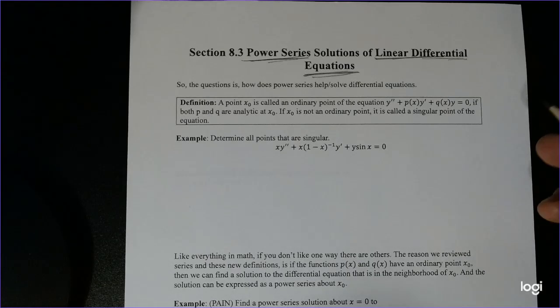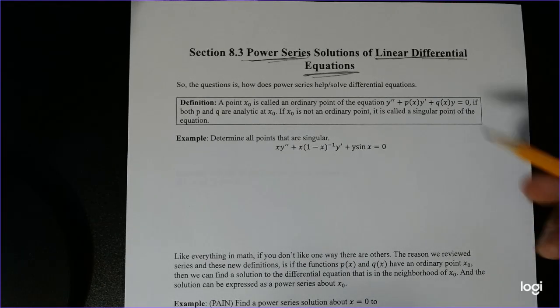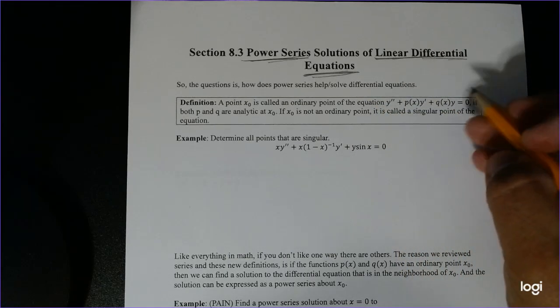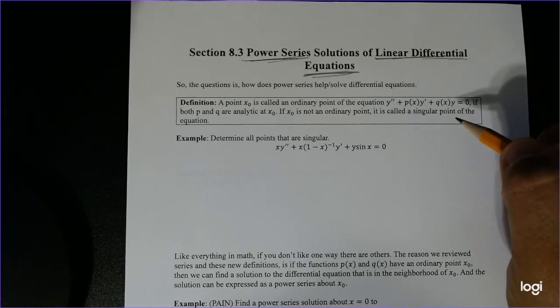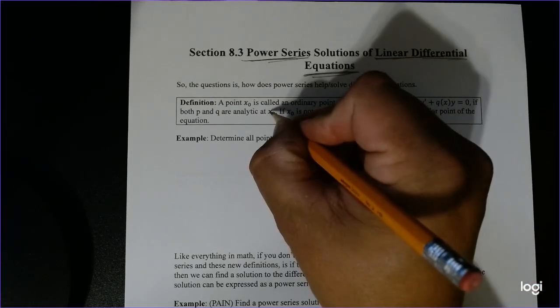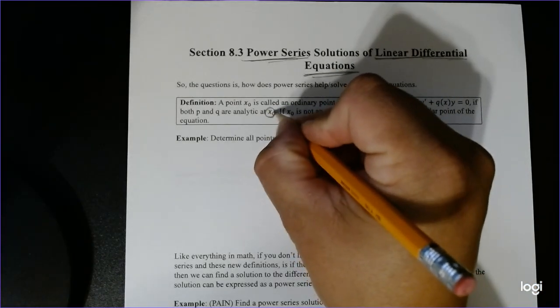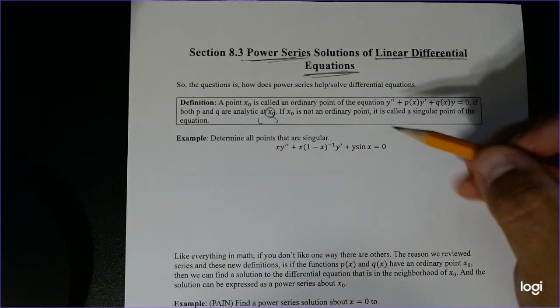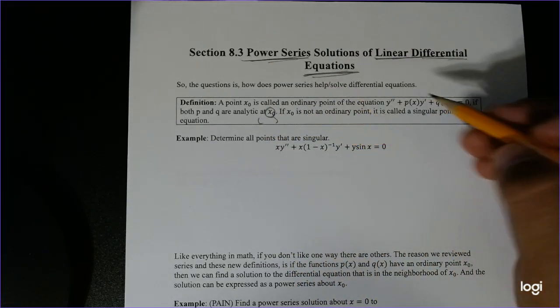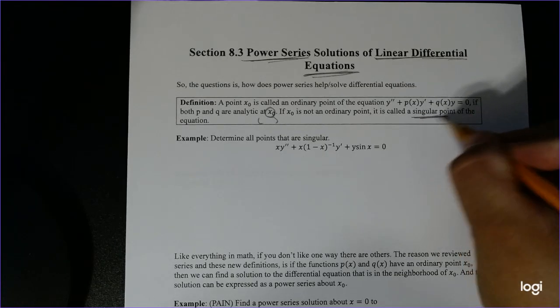But before we actually do this, we have to do, again, a very special definition of the analytic part. A point x naught is called an ordinary point of a differential equation, equaling 0, if both p and q are analytic at x naught. Remember, analytic means there is an interval with a radius of convergence. If x naught is not an ordinary point, it's called a singular point.